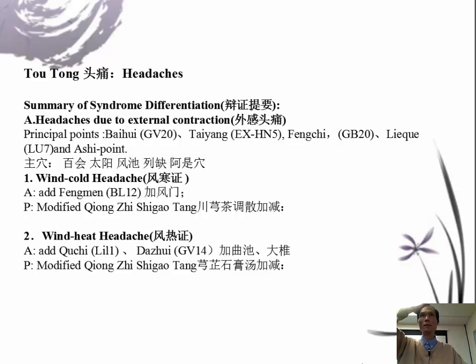There are many points for headache. Some people get headache over the whole head. Some get it just in the front. Some at the top, some at both temples, some at the back. So each of them has its own implication. However, the main points are GV20, EX-HN5, GB20, and LU7. That means whichever point you feel painful, you can just needle it.